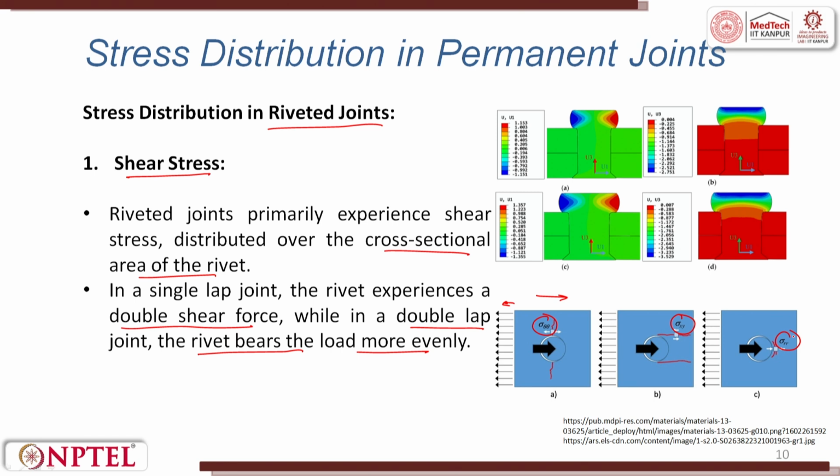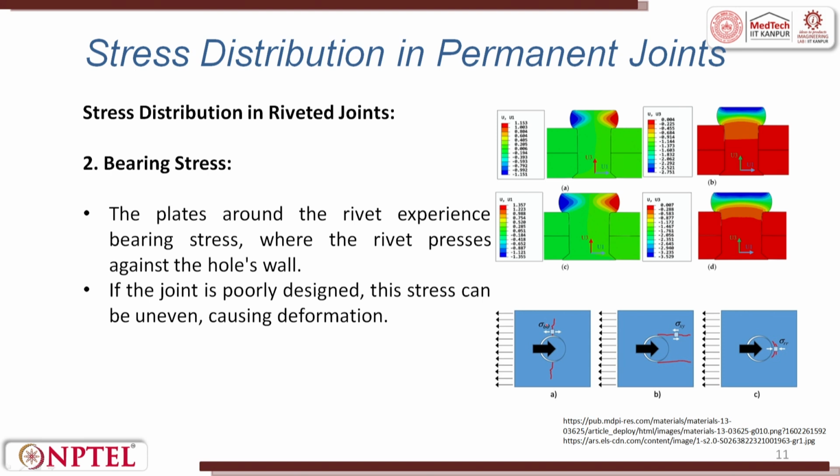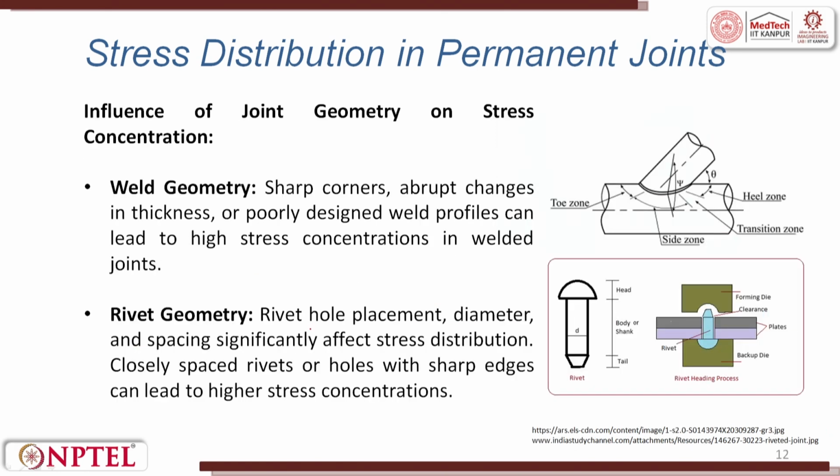Then we have bearing stress. So, this is bearing stress, you can see sigma theta theta, sigma xy, sigma rr. Here the plates around the rivet experience bearing stress where the rivet presses against the hole's wall. If the joint is poorly designed, this stress can be uneven, causing deformation. So, influence of joint geometry on stress concentration.